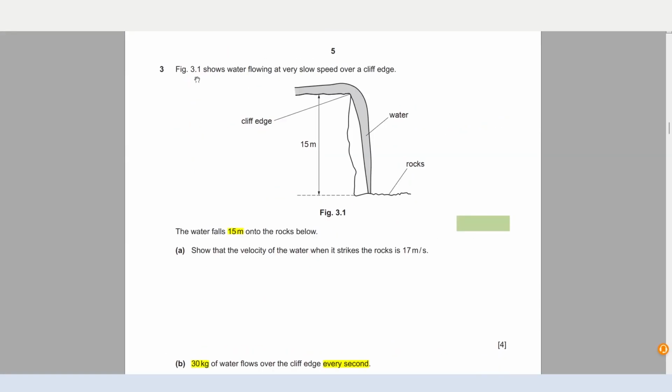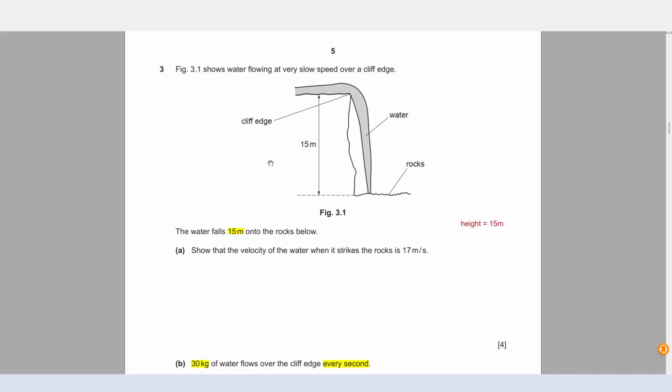Question number 3. Figure 3.1 shows water flowing at very slow speed over a cliff edge. The water falls 15 meters onto the rock below. Show that the velocity of the water when it strikes the rock is 17 meters per second. And the only information we are given in this question is the height, which is 15 meters. How do we calculate velocity from a given height?